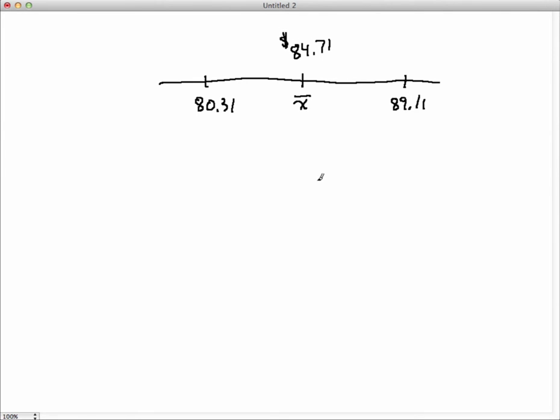All right, so how was the confidence interval created? How did we get this 89.11 and how did we get this 80.31? In other words, where did those numbers come from? Well, if you recall, the general idea behind a confidence interval is you take your point estimate, in other words, the estimate of your parameter, and then you add and subtract from that your margin of error.